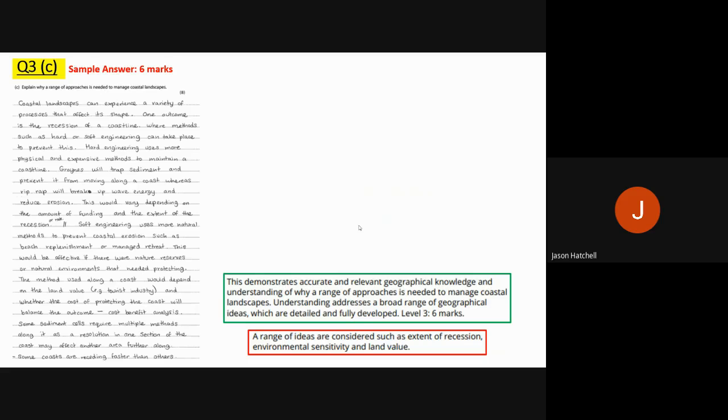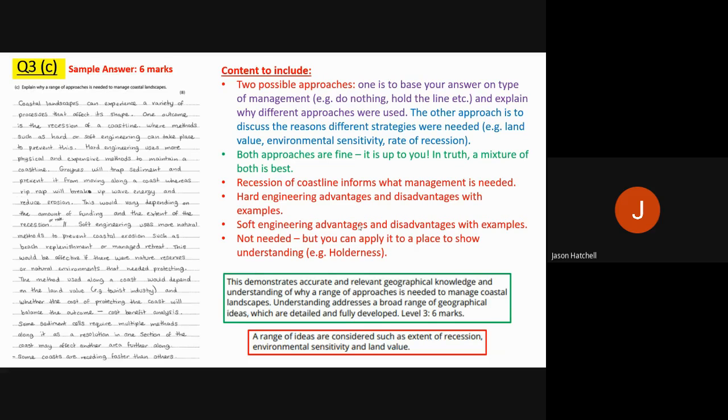So, on screen for you now, I've got a list of content to include again for you when you are redoing your answers. And there are 2 possible approaches to answer this question, and I've listed them here for you. One way you can answer this question is based on the type of management. So you could talk about how you could do nothing and what would happen, and why that's useful and why not. Or you could talk about holding the line, etc., and how that's useful and sometimes not. And then you could explain the different approaches that are used there.